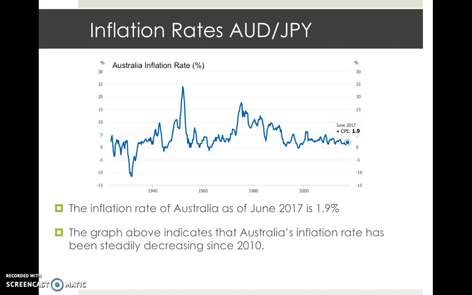According to the Reserve Bank of Australia, the inflation rate of Australia as of June 2017 is 1.9%. From the graph above, we can see that Australia's inflation rate has been steadily decreasing since 2010.